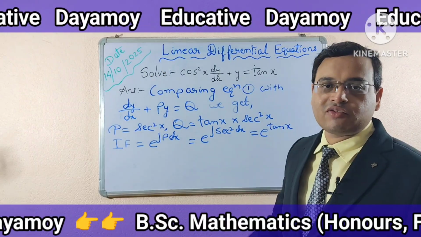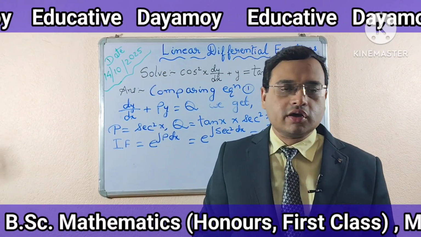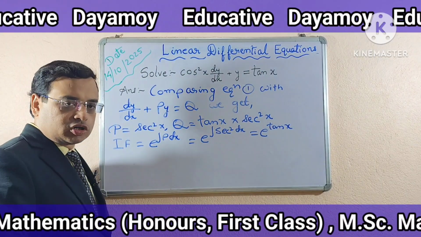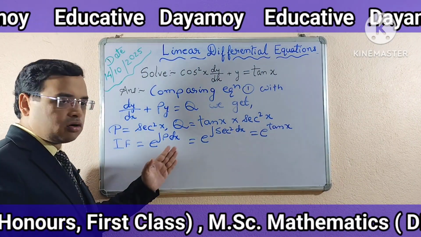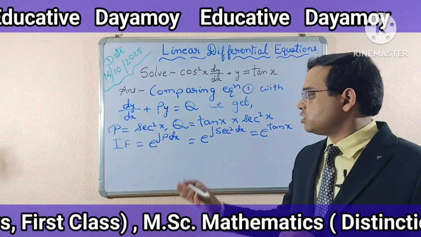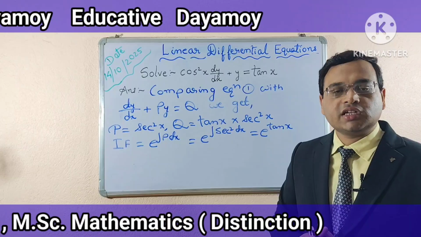Okay, I had forgotten to mention today's date, so I mentioned here today's date. Okay, today is 14th of October 2025. Okay, so now coming to the topic. After finding the integrating factor of this type of problem, I will come to the general solution.